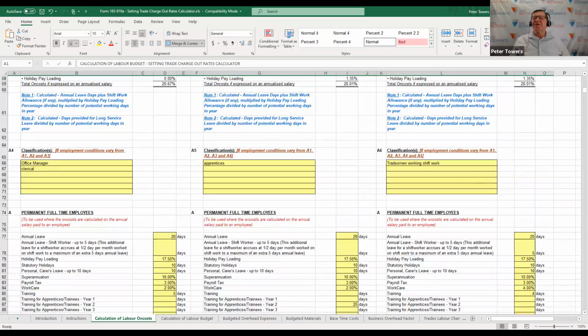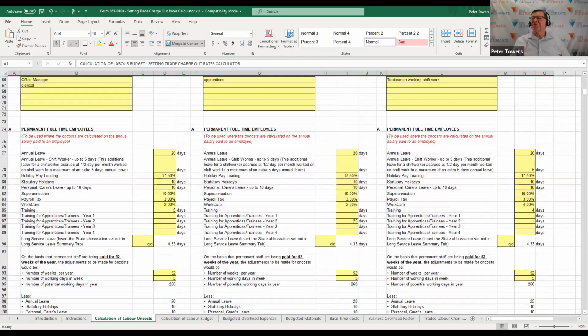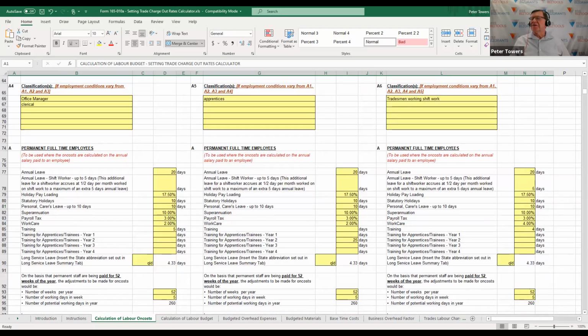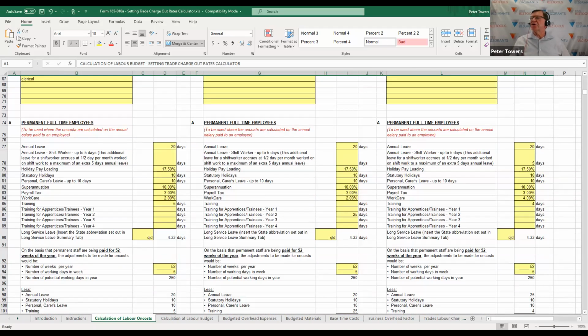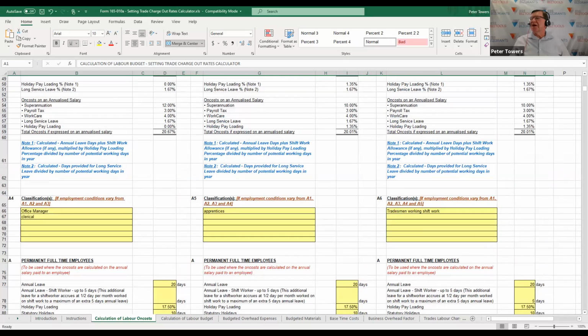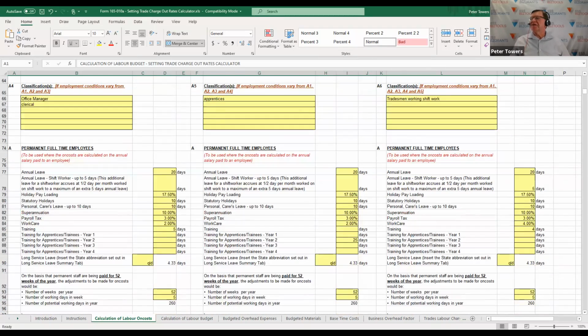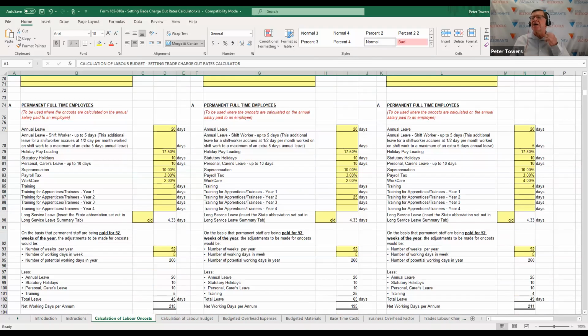And then I've deliberately gone through and spaced these people out so we can see the effect. We've then got an office manager and clerical people. We've then got some apprentices, and they're getting 25 days off for training. And we have tradesmen working shift work so that they get paid the shift work allowance. So you've got all these various categories.